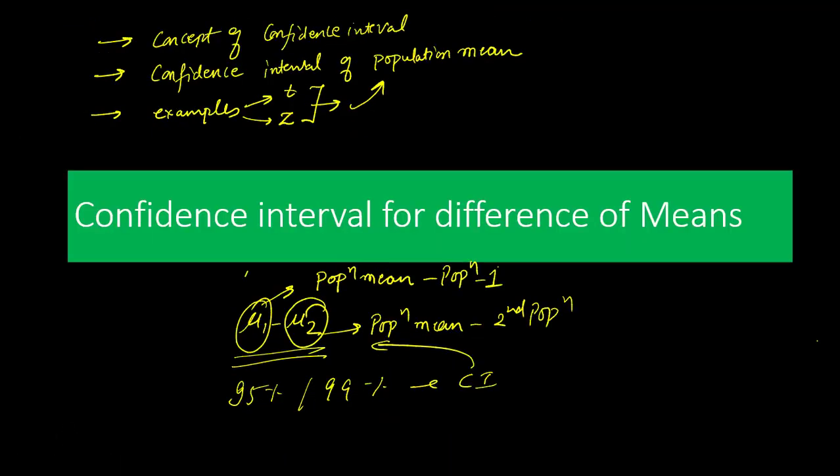In our next class we would see the confidence interval for population variance, which is derived by the chi-square distribution. This we are going to see in the next class.